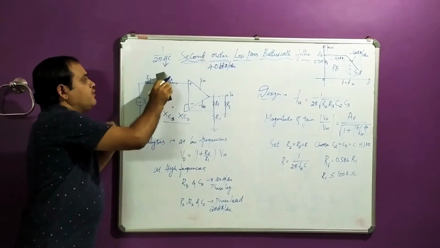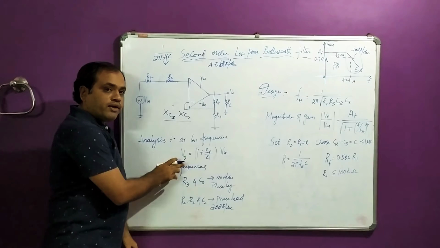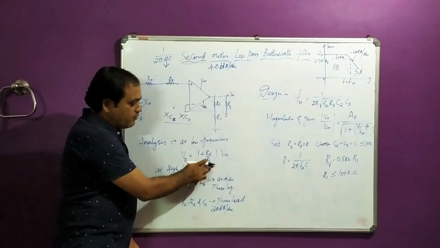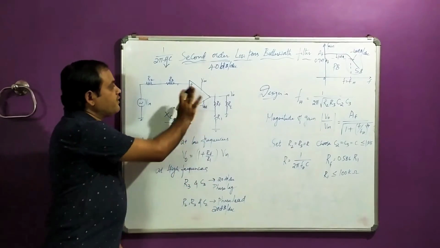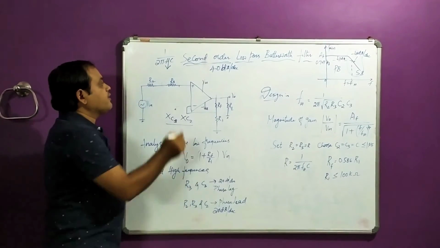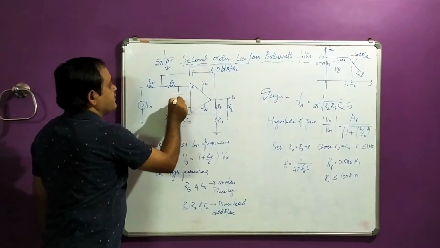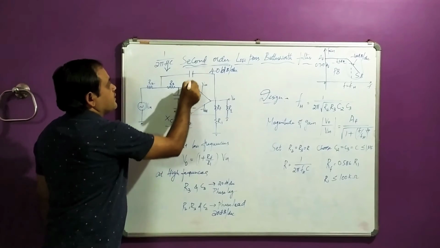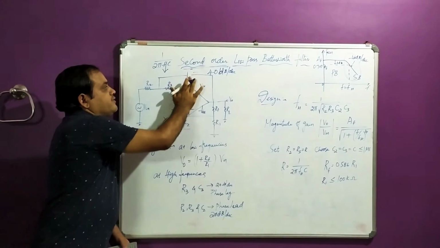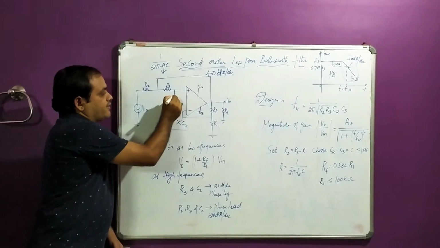You can observe this circuit. This circuit is just a non-inverting amplifier, and you know the output of a non-inverting amplifier: V0 is equal to 1 plus Rf by R1 into Vin. This is at low frequency. Now as soon as the low frequency changes to the high frequency range, the capacitance effect is going to start. Now this capacitor slowly starts getting shorted, and this capacitor is shorted.